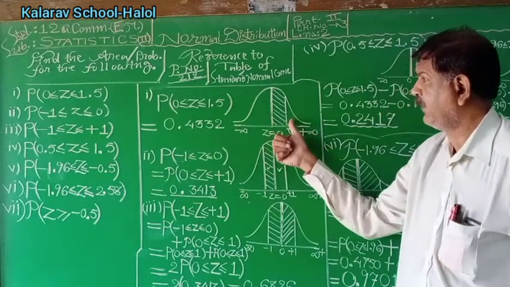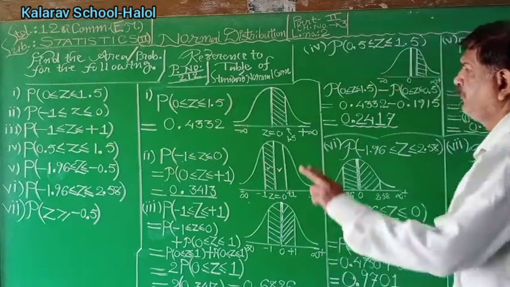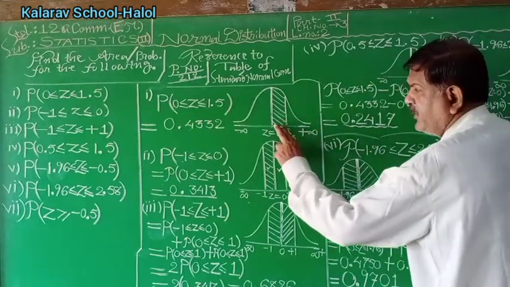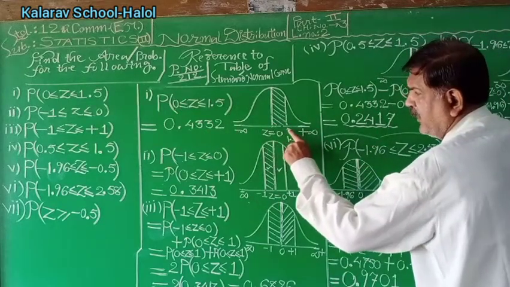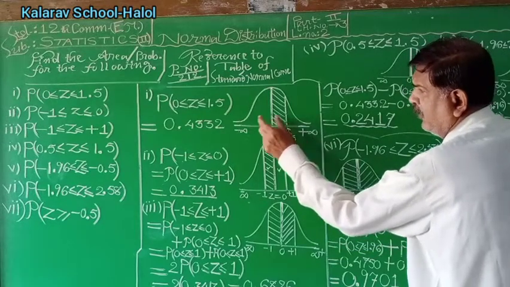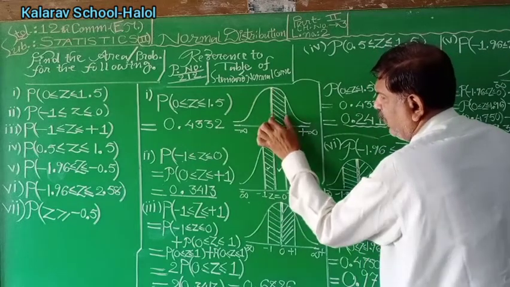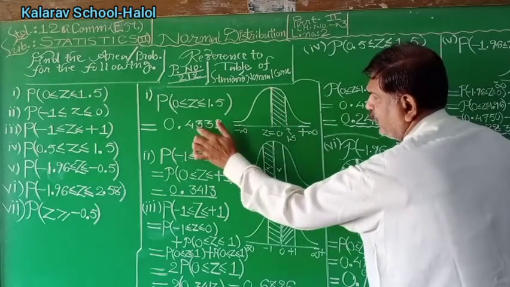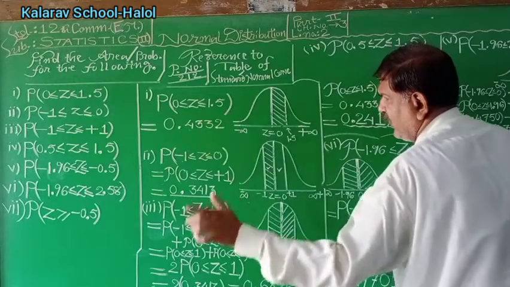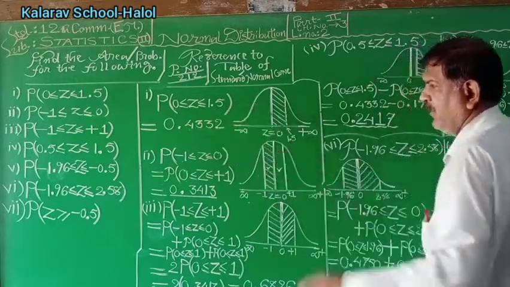This diagram shows 0 and 1.5. The shaded region between z equal to 0 and z equal to 1.5 is the required area, and the probability is the area under this curve in this portion, 0.4332. This value is given in the table for 1.5 at 0.